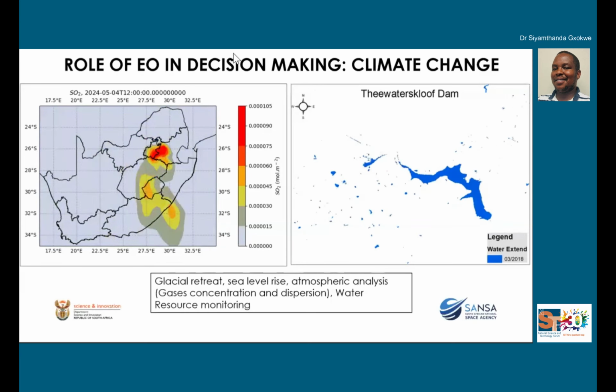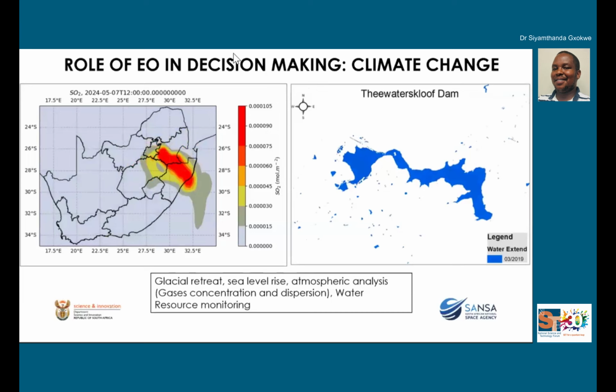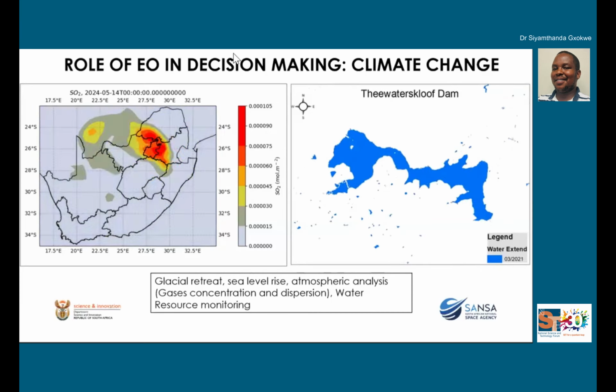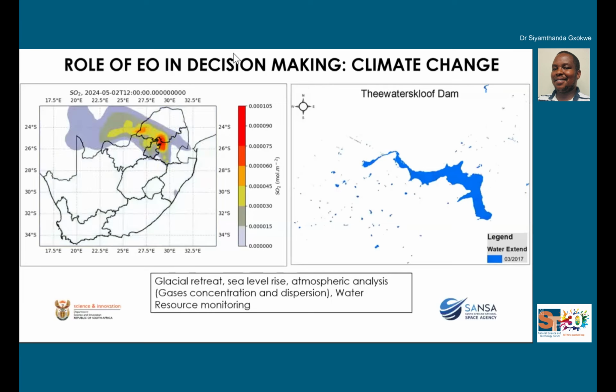So if you are looking at the changes, it shows that you can pick up some of the changes, and from then we can say what interventions we can take into consideration to improve the conditions that we are having in the country.